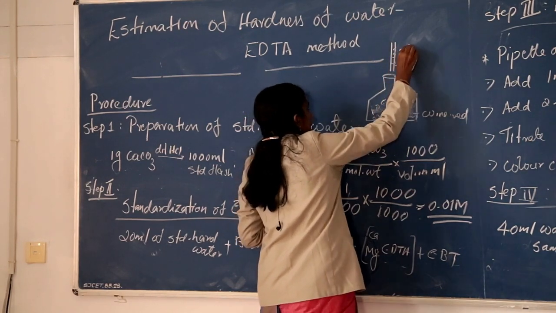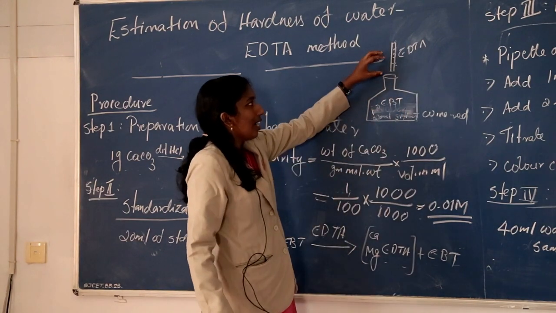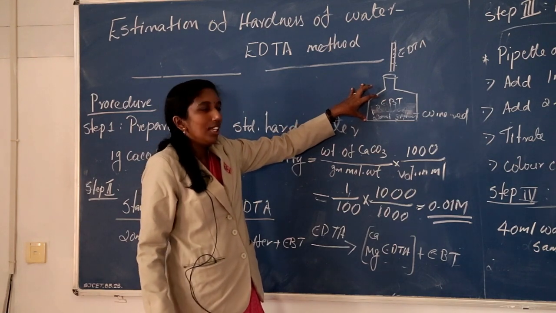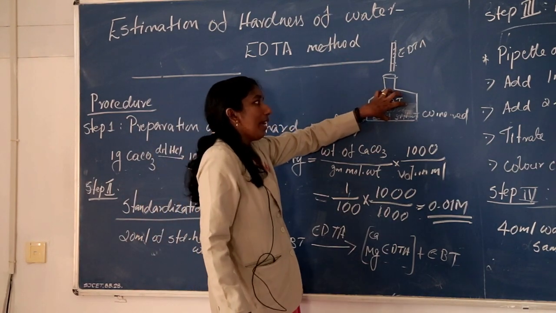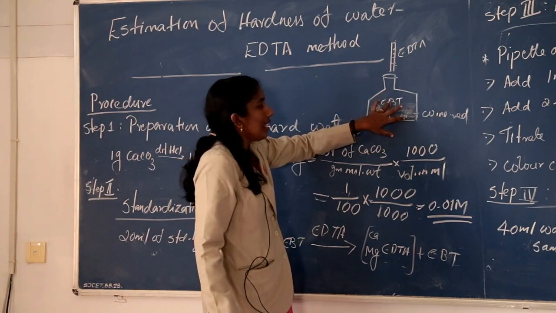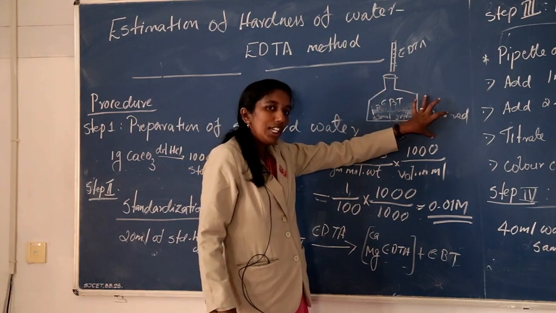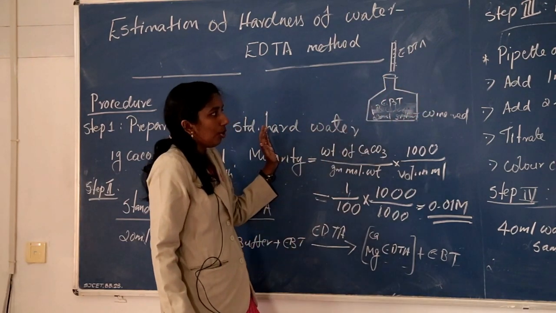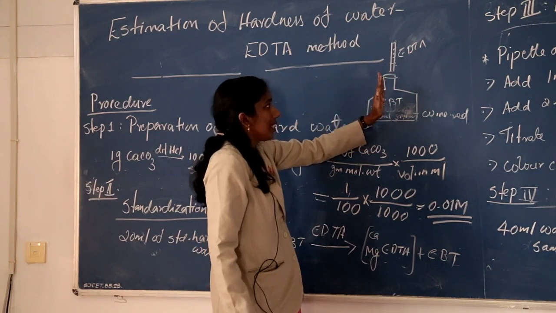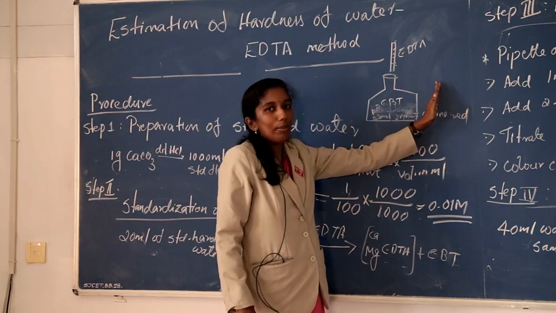EDTA is taken in a burette. Then the solution is titrated against EDTA, or EDTA is added drop by drop carefully into the conical flask. What happened? Here we form an unstable, colored complex. From this complex, the EBT is replaced by EDTA and EBT is liberated. Yeah, as per the principle I mentioned, when EDTA is added it replaces the EBT, and a metal-EDTA complex forms and the EBT is liberated.